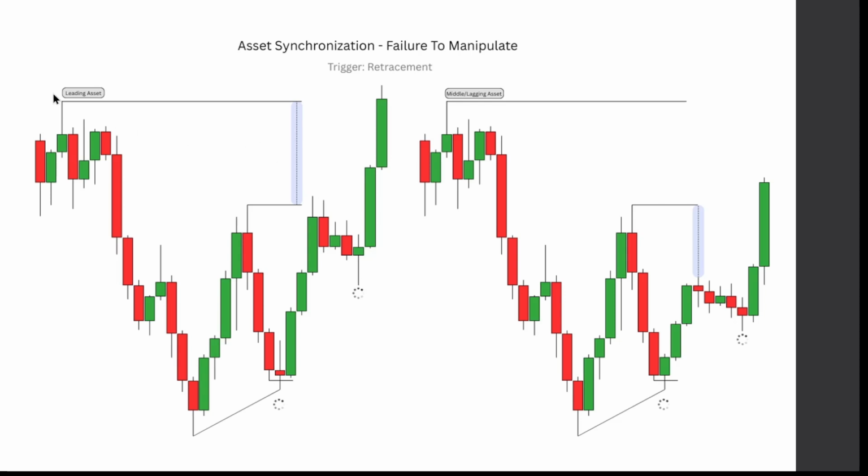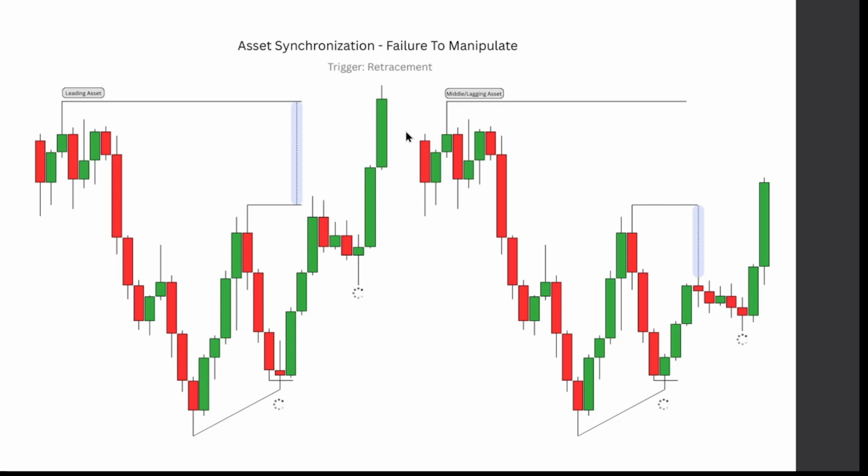So again, because the leading asset still has a reason to continue, it doesn't really need to be a strength switch, right? So you can see a precision swing point forms there, and you can trade either one, because this one still has a reason to get to that high, and this one also is probably going to break the SMT. So you can trade the middle or lagging asset. You can even trade the leading asset. In such scenarios, it doesn't really matter, right?